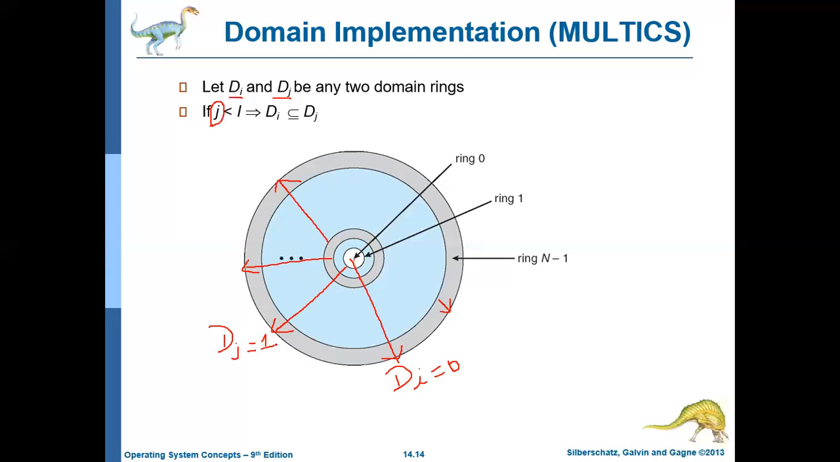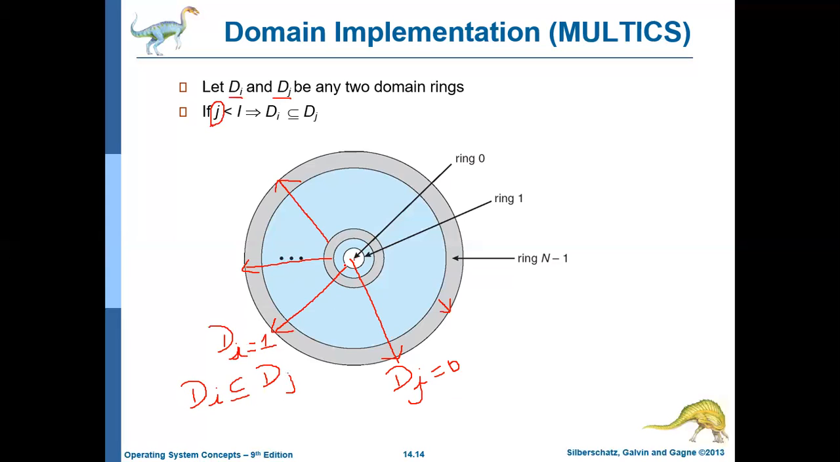So dj represents the zeroth domain and di represents the first domain. If j is less than i, then what does it mean? di is a subset of dj. Please understand, di is a subset of dj. It means that domain 1 is a subset of domain 0.